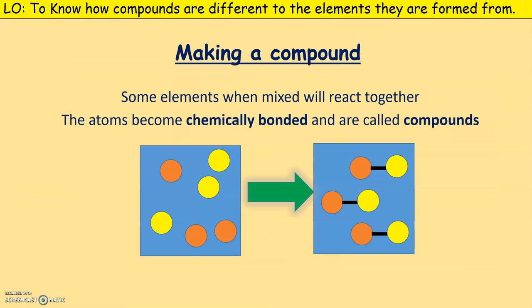All right, let's move on. Now, making a compound. Some elements, when mixed, will react together, and the atoms become chemically bonded. These are called compounds, like we learned in the last lesson. Some elements, when you mix them together, actually react and form compounds because they become chemically bonded together. Of course, I'm sure you're going to be asking, why are they chemically bonded together? This is something you're going to be learning as you progress in your academics.